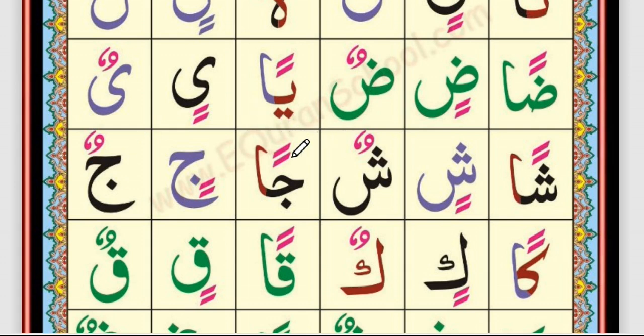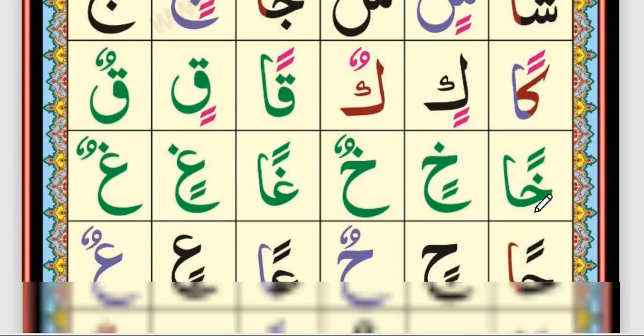Jeem, Sheen, Ya have the same pronunciation: middle of the tongue, middle of the palate. It means you have to touch the middle of the tongue to the middle of the palate, the upper side, and read Jeem, Sheen, Ya.